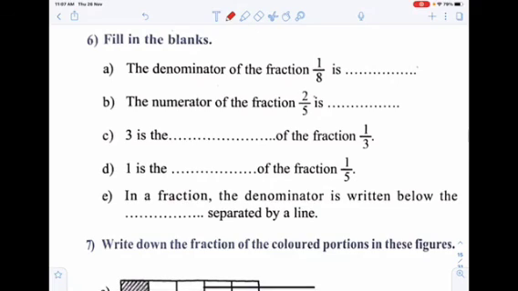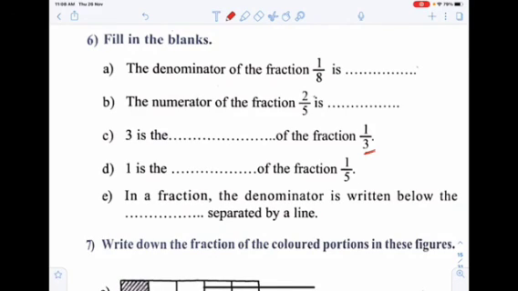Now, moving on to fill in the blanks. That is, 6th question is fill in the blanks. The denominator of the fraction 1/8 is, which is the denominator you need to write. Okay. This is the assignment. The numerator of the fraction 2/5 is, I know you all know this. Okay. Try all these answers. It's very easy. 3 is the dash of the fraction 1/3. What is it called? What is this 3 called? What is the position called? Okay. 1 is the dash of the fraction 1/5.